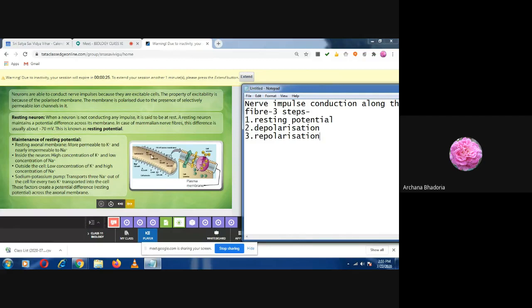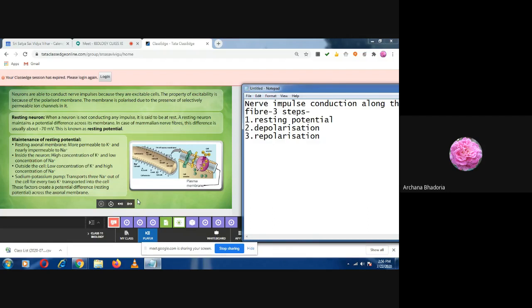In this figure you can see the positive sign outside and negative inside. Could you see it in the figure? This is the membrane of the nerve fiber, the plus sign outside and negative sign inside. Here it is showing the sodium ions and the potassium ions. Ma'am, the figure is not clear. I'll show you another figure, then it will be better.